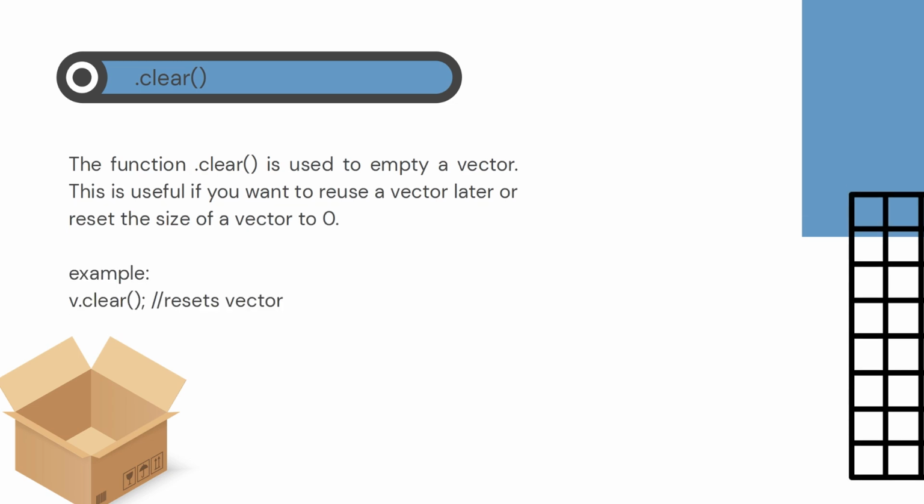Another good function to use is the clear function, and it is used to empty a vector. It is useful when you want to reuse a vector later, or if you want to reset the size of a vector to 0. It's pretty simple as well. You just type in the vector's name, dot clear, and it resets the vector. You can think of it as an open box that has nothing in it, and you can later store stuff in.